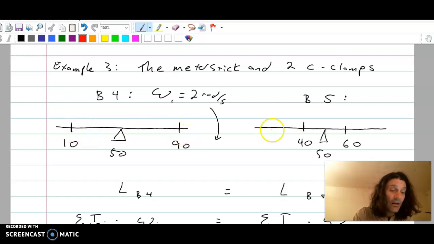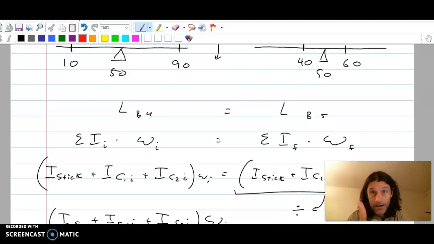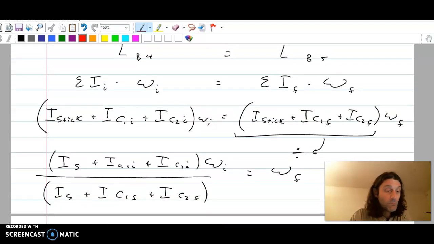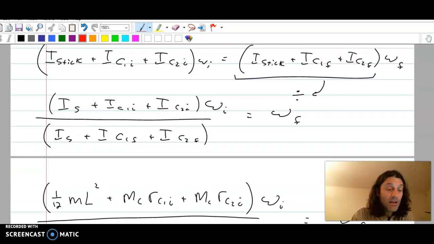There's the I of the stick, and there is the I of clamp 1, and there is the I of clamp 2. So there are three I's involved in this. Do not cancel out the I of the stick. All right, do not kill the I of the stick. So I have three I's: the I of stick, the I of clamp 1 initial, the I of clamp 2 initial, times its initial rotational velocity. That equals the I of the stick plus the I of clamp 1 final, once it moves to its closer position, plus the I of clamp 2 final, multiplied by whatever final rotational speed it ends up being.